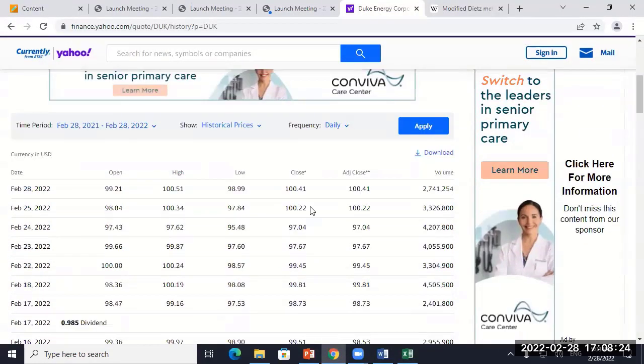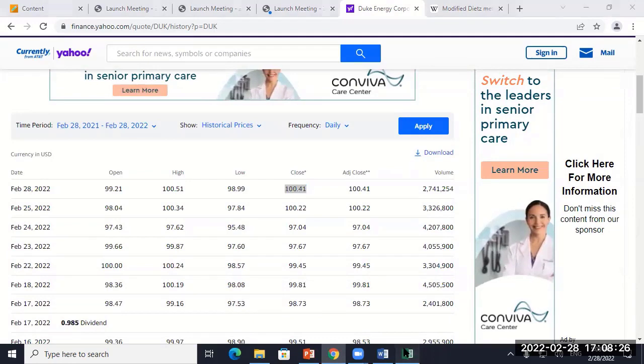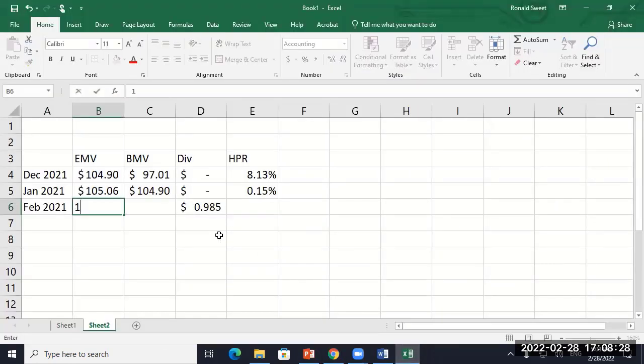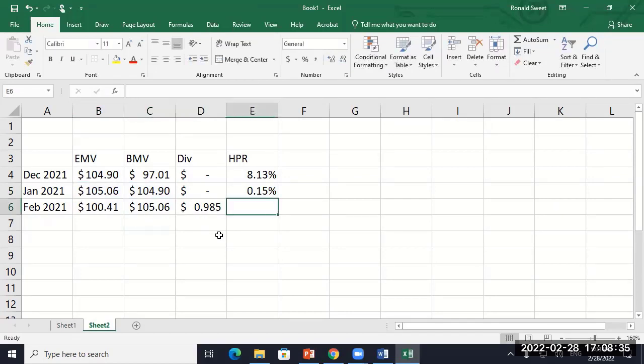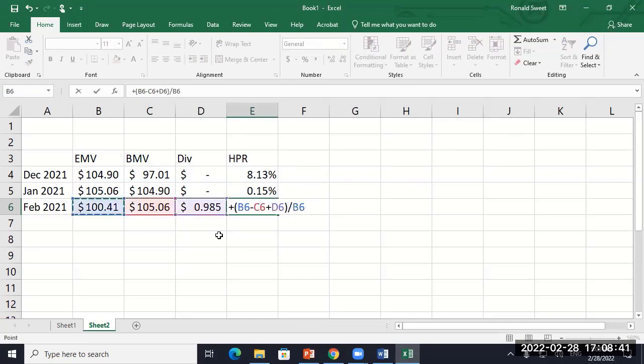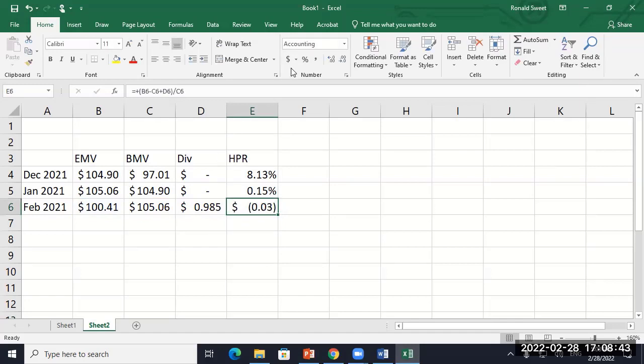Their ending value, 141. That doesn't sound good, but they did pay. It did pay a pretty sizable dividend, but not enough. So ending market value minus beginning market plus the dividend divided by beginning market value. So they lost there. Why did they lose?